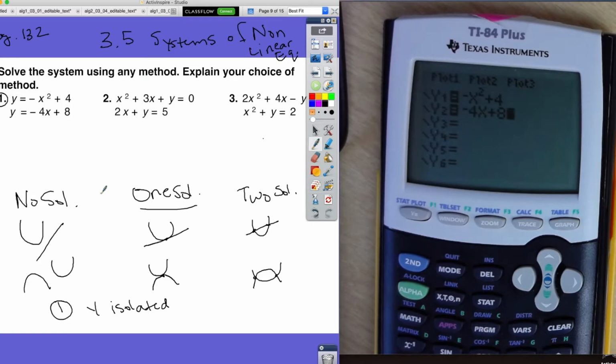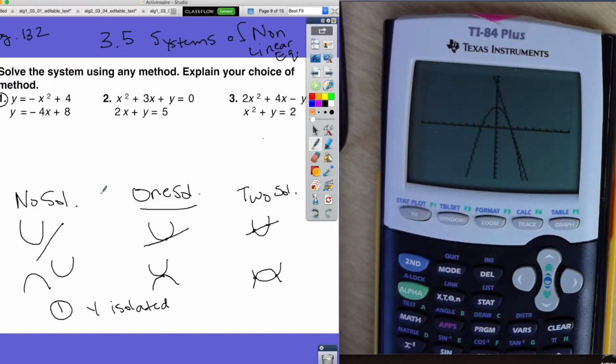And what do you think I do after that? Graph. Good. So I take a look at graph. Now, if you're not in standard view, make sure you're in standard view. And what do you notice about this graph? How many points is it touching? It's just touching in one place. Okay, it's tangent to it.